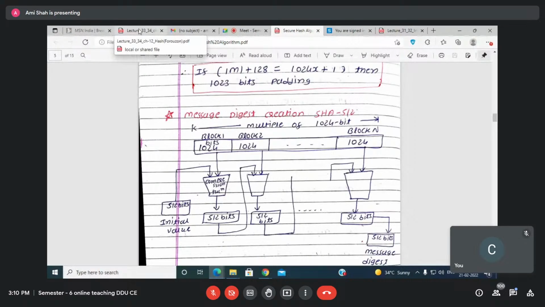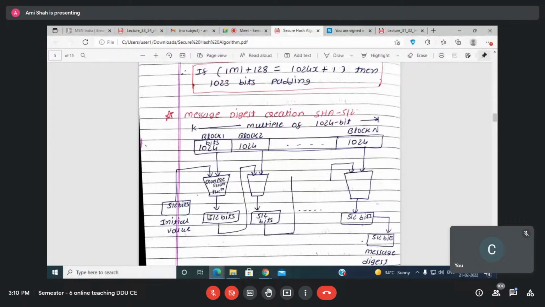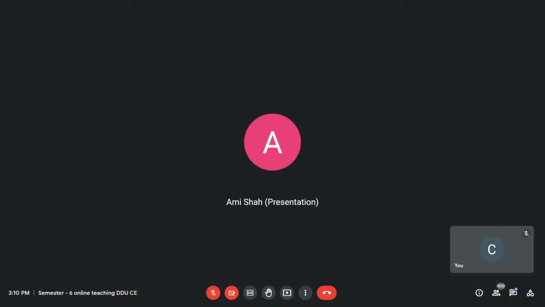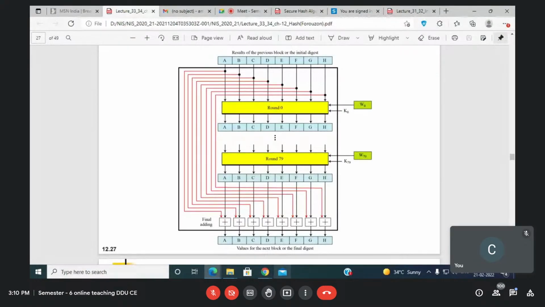See here what happened. Priyank, what I'm trying to say, suppose let's say this 512 bits, initially I'm taking from here. So this initial value is given. Again, whatever answer is obtained, that is now given as an input to this.